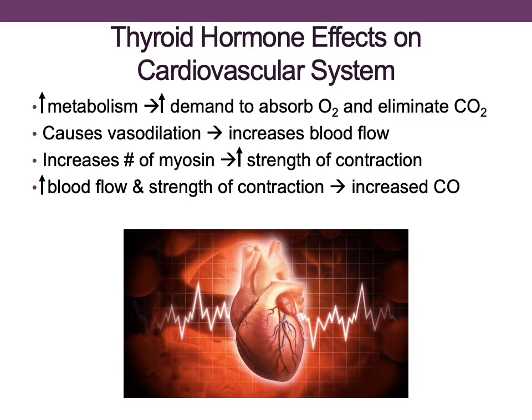Thyroid hormone's effect on the cardiovascular system. The increased metabolism caused by normal levels of thyroid hormone will increase the demand to absorb more oxygen for ATP and eliminate more CO2 as a result of making ATP. Thyroid hormone also causes vasodilation, which will increase blood flow. It also increases the number of myosin proteins within cardiac muscle to increase the strength of heart contraction. This combination of increased blood flow plus strength of contraction will increase cardiac output.